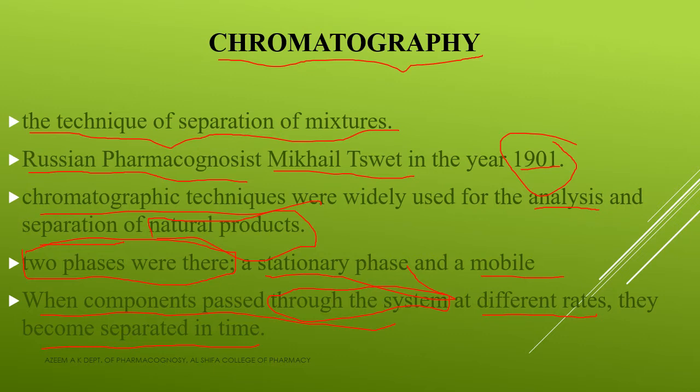So it is a technique of separation of mixtures and it is invented by the Russian pharmacognosist, that is Mikhail Svet. Then this technique is widely used for the analysis as well as separation of natural products. Then two phases were there in chromatography. One is the stationary phase and second one is the mobile phase. And when the components are passed through this system of stationary as well as mobile phase at different rates, they became separated in time. Clear?